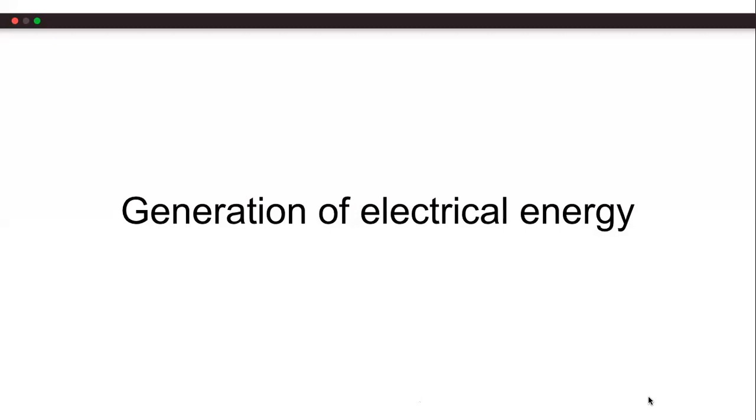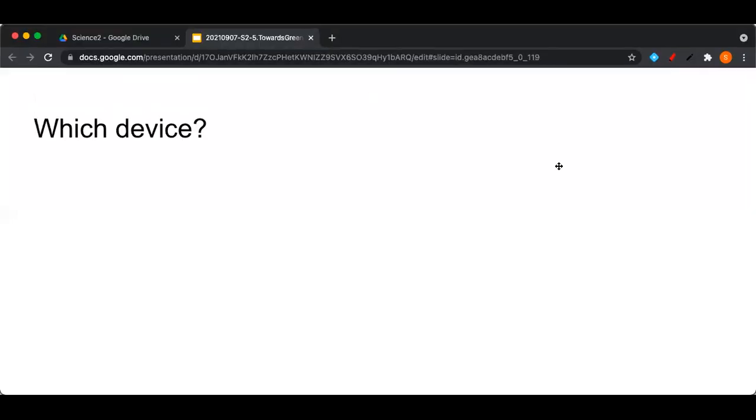So, first things first, generation of electrical energy. And when I say generation of electrical energy, some of the students should tell me, sir, you are repeating, we have already studied this. Which device do we need to use to generate electricity? It is a generator. Told you we have studied this in science 1. It is a generator. Yes, no trick question here.